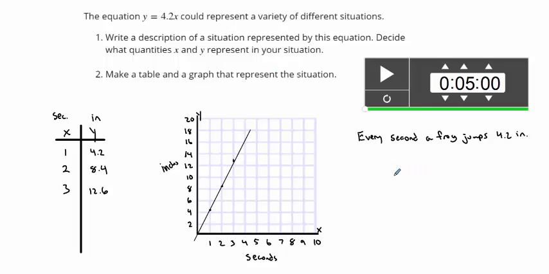And the equation for this is y = 4.2x. So I have words, I have an equation, I have a graph, and I have a table, all representing the same thing. And that's what we're going to do today. We're going to be comparing different representations of situations to see maybe how they're different or how they're the same.